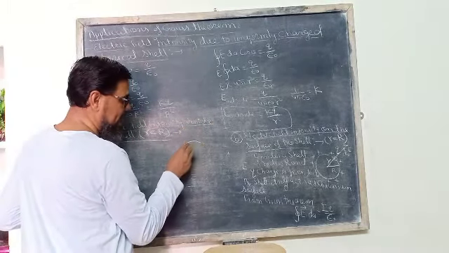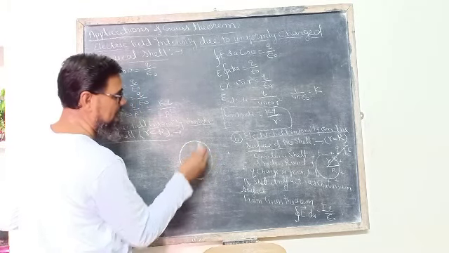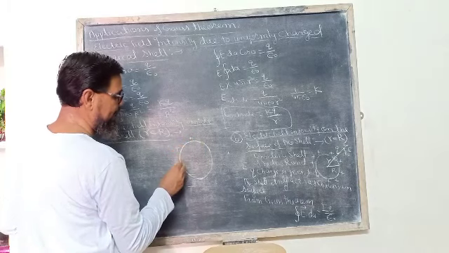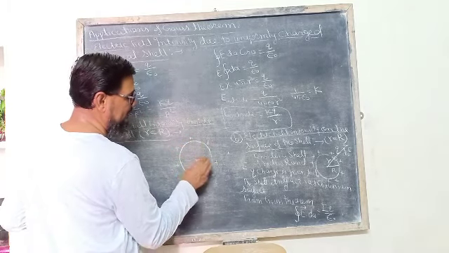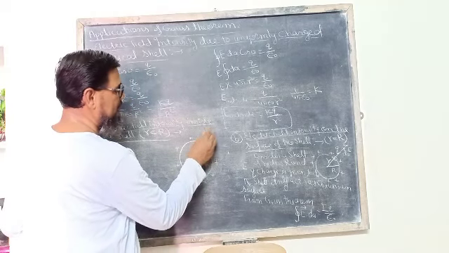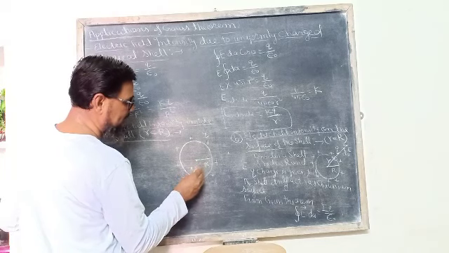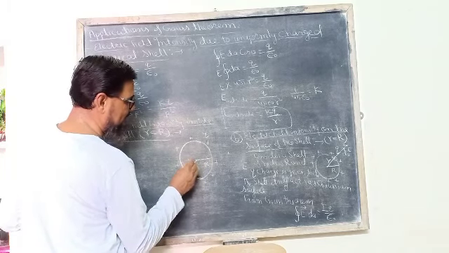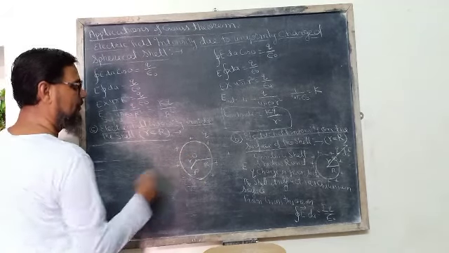And this is the spherical shell of radius R. Q charge is given to the shell. The radius is R, the charge is Q, and we consider a point P inside the shell at distance small r from the center O.